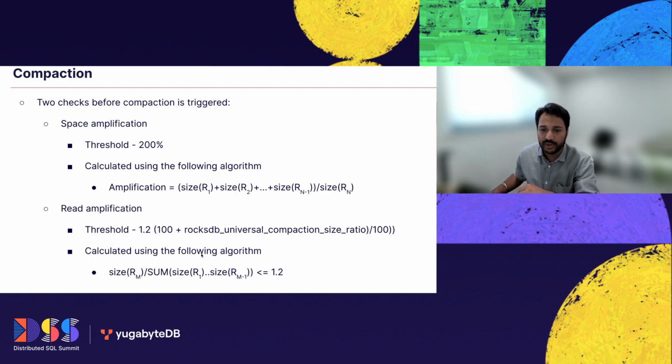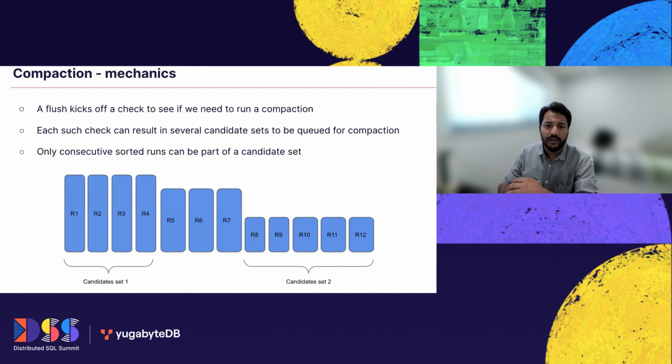Now, you don't need to memorize these formulas. We will do a short exercise right now, and we will see how these checks are actually taken into consideration before triggering a compaction. Consider this diagram, and each R is one SST file. So you can have multiple SST files. In this diagram, you have 12 of different sizes.